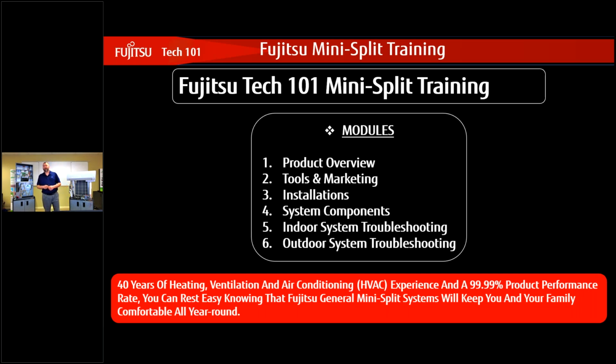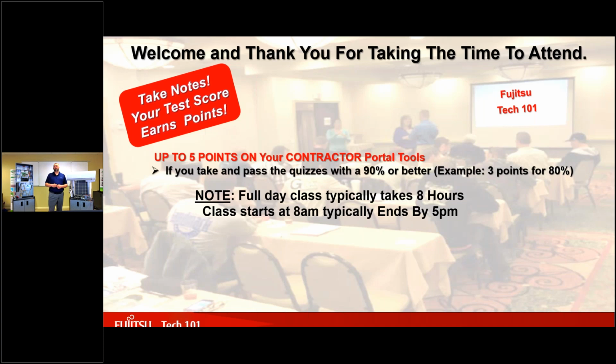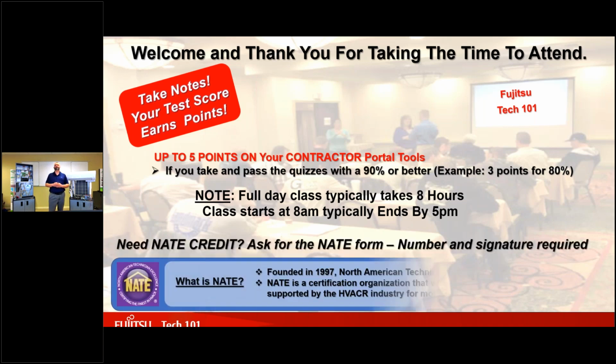All right, so that would be system components, indoor troubleshooting, and outdoor troubleshooting. For these 2 courses, we can give you up to 5 points on your contractor portal. If we're taking today, you're going to get 3 points, and then the ETSD is actually going to be 5. So you can get up to a total of 8 points on your Fujitsu portal just by taking these 2 roughly 4-hour classes.